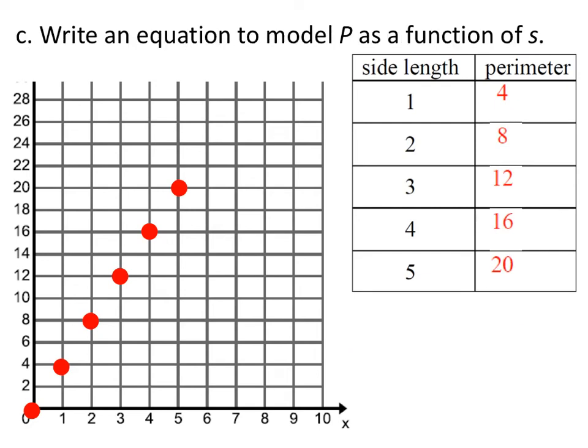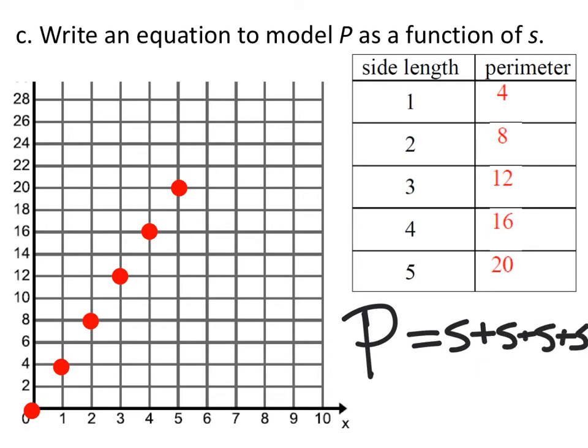All right, write an equation to model P as a function of S. The perimeter equals the side length, and we have 4 of these, right? So we have 4 of these S's. This is one way to write the equation, but you may have also just said that we had 4 groups of S's. So either of these will work.